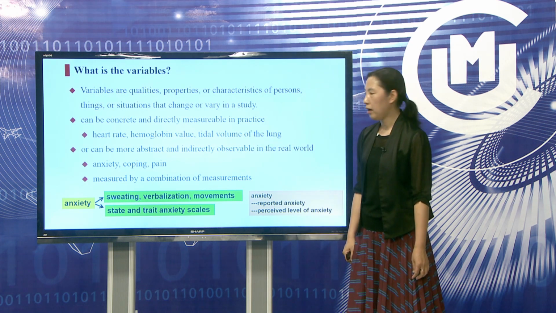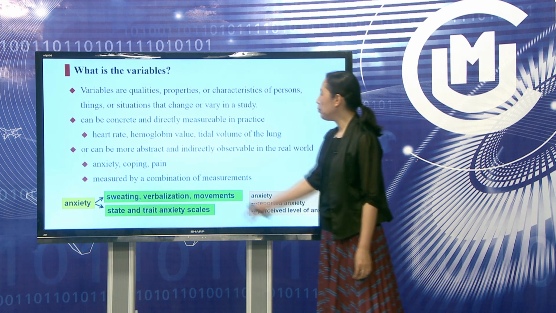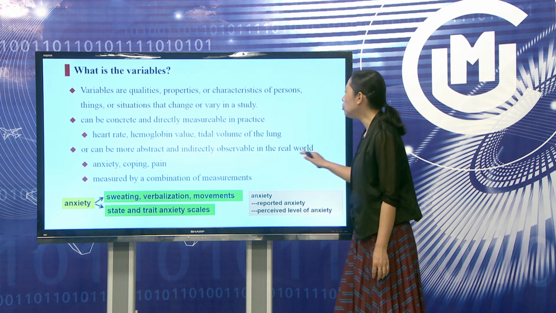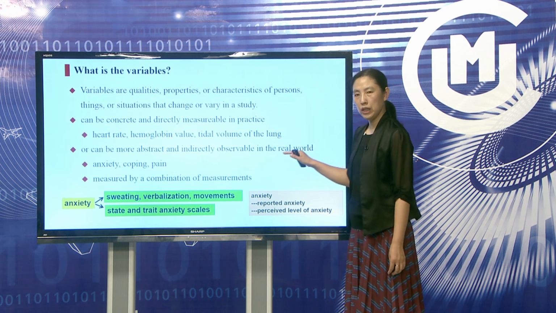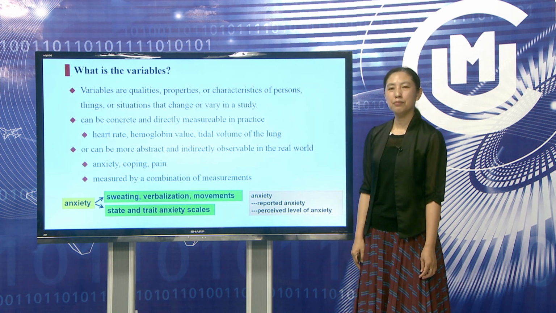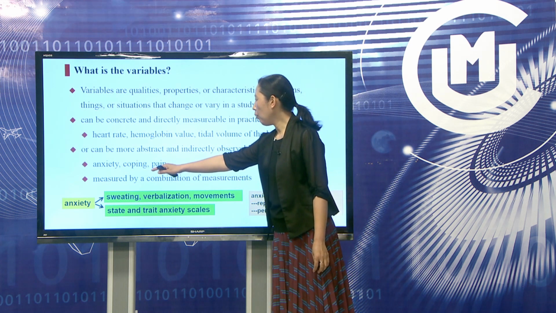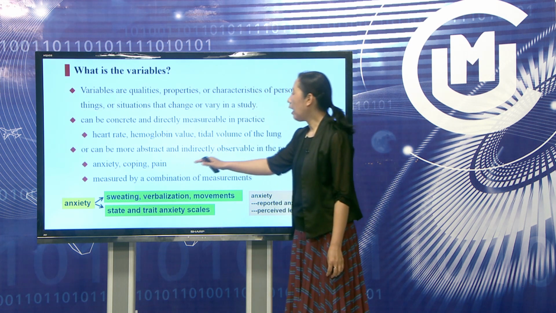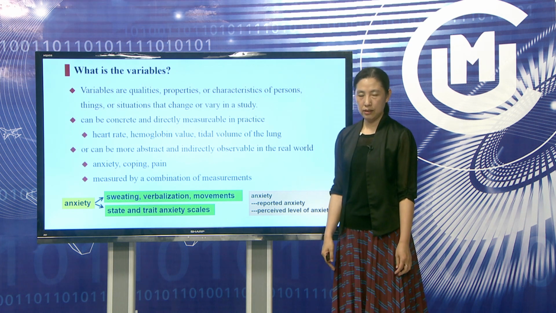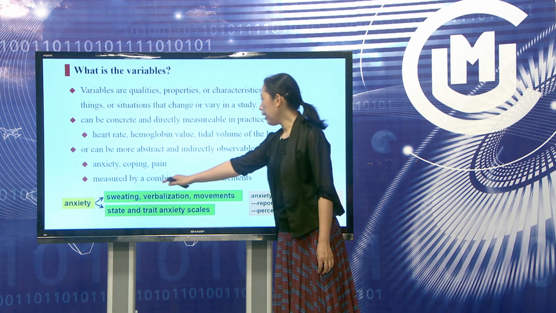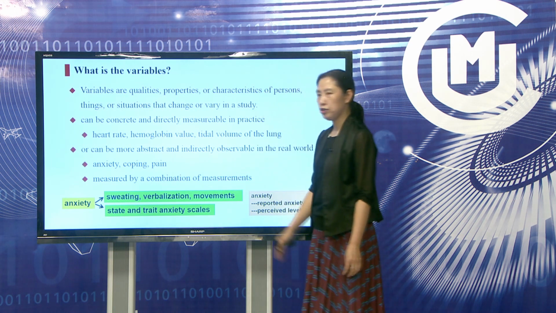But sometimes a variable can be more abstract and indirectly observable in the real world. So you need to think about how to measure it. For example, anxiety, coping, pain, they are all very abstract. So how to measure them? Usually, we may measure by a combination of measurements.